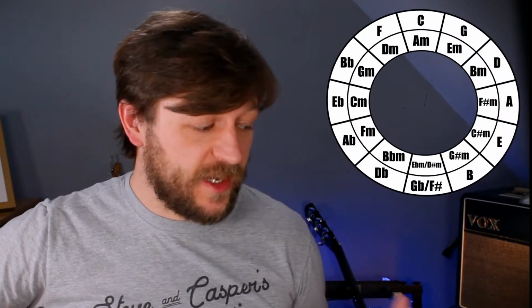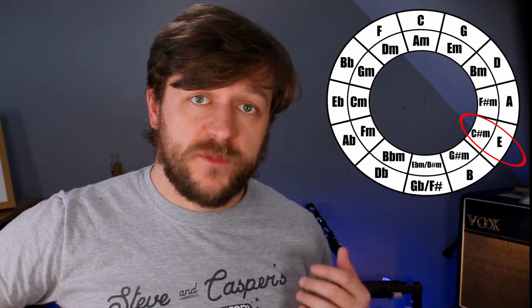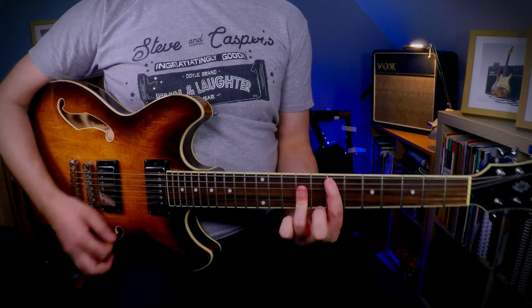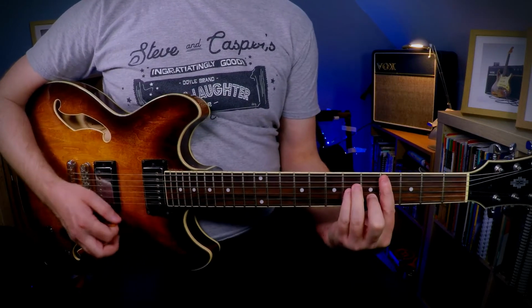This is going to work with any part of the circle. So let's try 4 o'clock now. So at 4 o'clock we have either E major or C sharp minor, and they're the relative majors and minors, so they're going to work really well together.